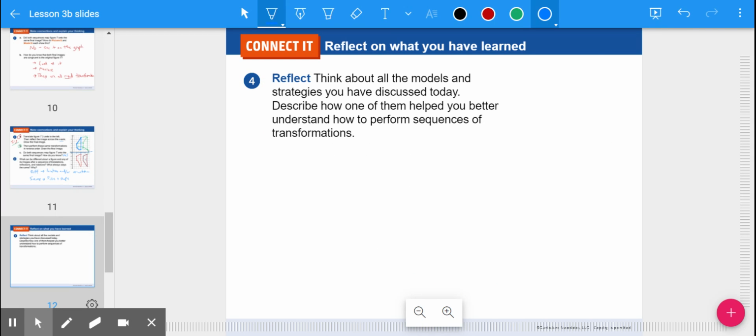So I'm going to leave you with this for right now. I'd like you to think about all the models and strategies we did in this lesson. Describe how one of them helped you better understand how to perform sequences of transformations. What helped you here? Was it looking at the coordinates? Was it looking at the graphs? Was it talking about it? But what helped you understand a little bit better sequences of transformations? That's what I'm going to leave you with for today.